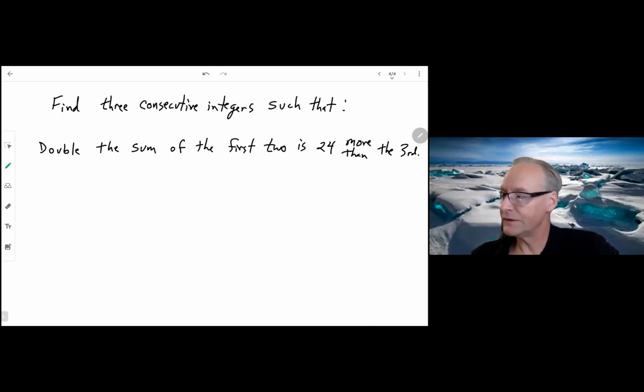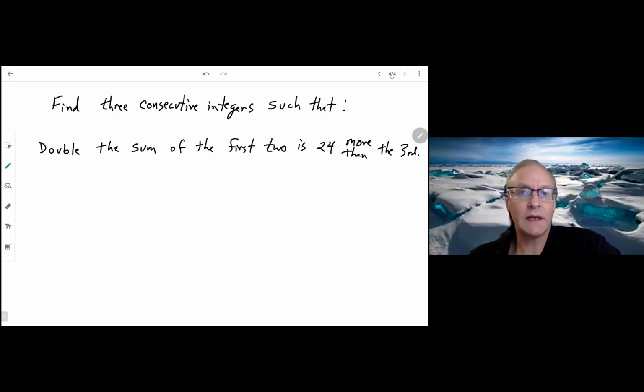And this one really gives people issues. It's because it requires some modeling. 3 consecutive integers have to be modeled in algebraic notation. And what I mean by that is that 3 consecutive integers would be numbers like 10, 11, 12, or 15, 16, 17. Those are 3 consecutive integers.